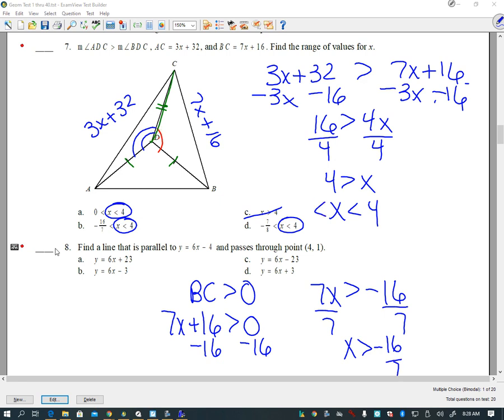And that's how we get this. Does that make any more sense than it made before? That the shortest side, whatever it is, has to be greater than 0. And as far as we know, BC is our shortest side. Okay? All right, 12 and 20.